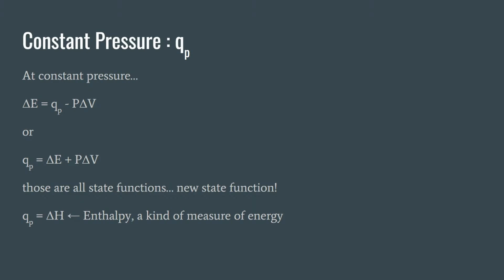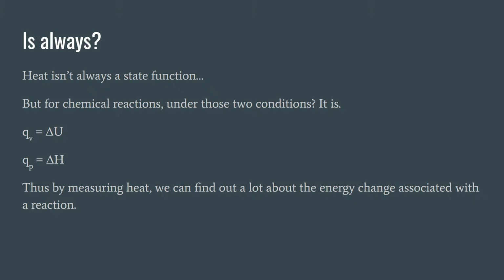Now, it's not the same thing as internal energy. Instead, we call it enthalpy, delta H, where delta H is equal to delta E plus P delta V. So it's related to internal energy, but it's slightly different. So that means that we have two different ways of measuring a lot about the inside of a system without having to do a heck of a lot of work.